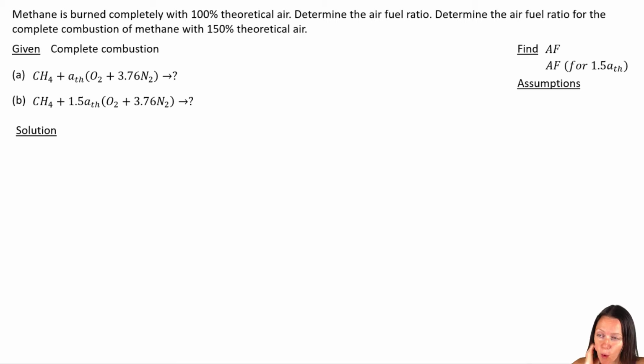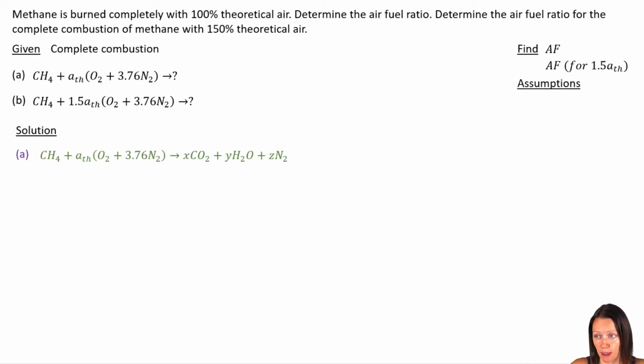Right, so we're going to work a problem with combustion. We've got methane. It's burned completely with 100% theoretical air, and we're supposed to find the air-fuel ratio, and we also want to find the air-fuel ratio if we combust methane with 150% theoretical air. So I've got my given, my find, any assumptions that I need to make, and I think I'm ready to go. So the first thing I'm going to do is handle A.